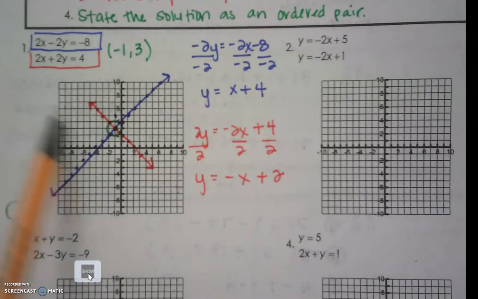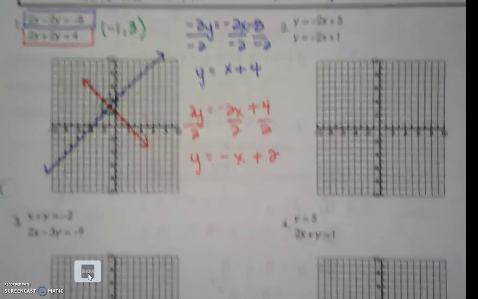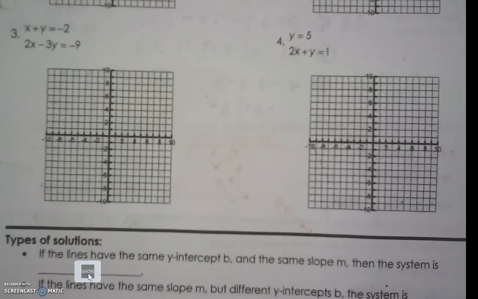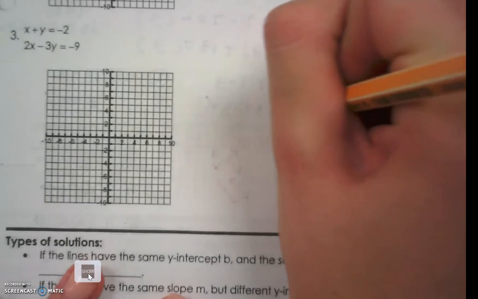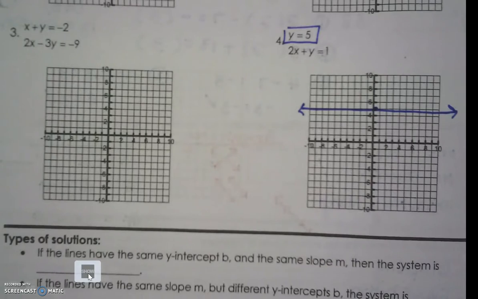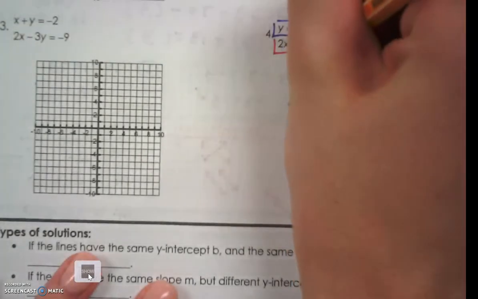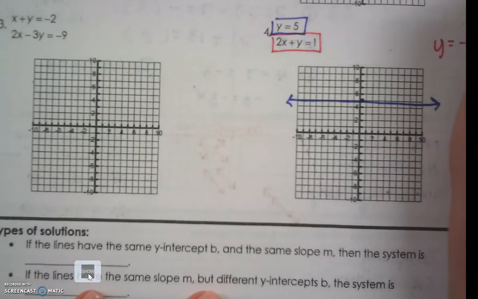I'm going to go diagonal and do number 4 as well. So if we look at number 4, my first equation is y equals 5. What kind of line is y equals 5? Hopefully you said horizontal. So here's where y is equal to 5, and I'm just going to draw in a flat line there. I am going to have to solve for y in this equation. Again, I'm going to do it off to the side. It's y equals a negative 2x plus 1.